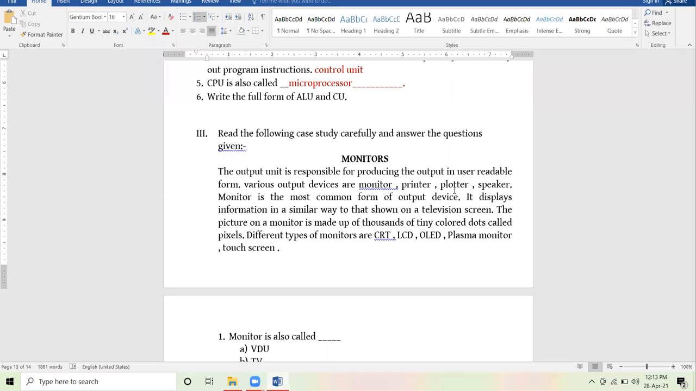Monitors. The output unit is responsible for producing the output in user readable form. Various output devices are monitor, printer, plotter, speaker. Monitor is the most common form of output device. It displays the information in a similar way to that shown on the television screen. The picture on the monitor is made up of thousands of tiny colored dots called pixels. Different types of monitors are CRT, LCD, OLED, plasma monitor, touch screen.